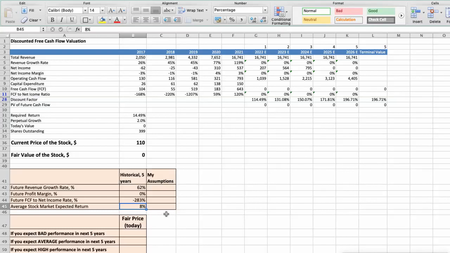Now, let's consider 3 different scenarios for Block Company: bad, average, and good. First scenario. Block will have bad performance in next 5 years, and we will use the following parameters in our calculation. Future revenue growth rate would be a low, 10%. Future profit margin would be a low, 2%. Future free cash flow to net income rate would be a low, 100%. In this case, the fair value of the stock today would be $10.